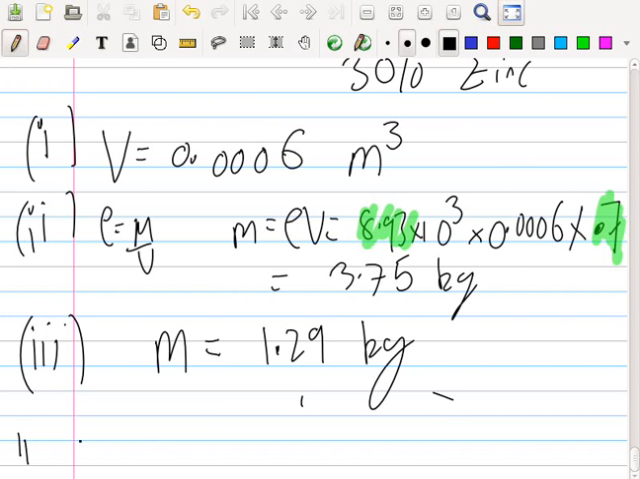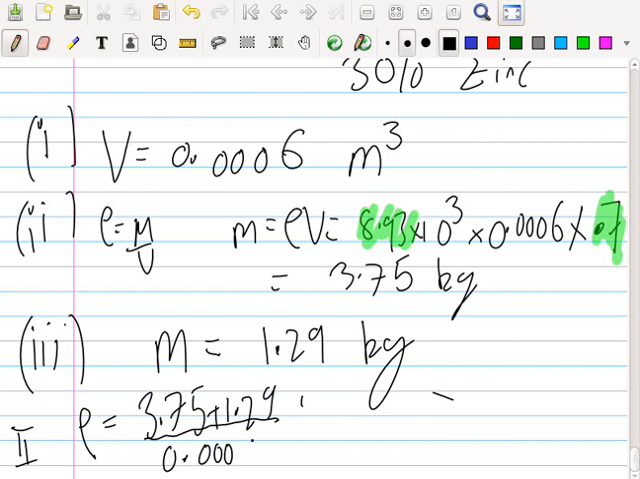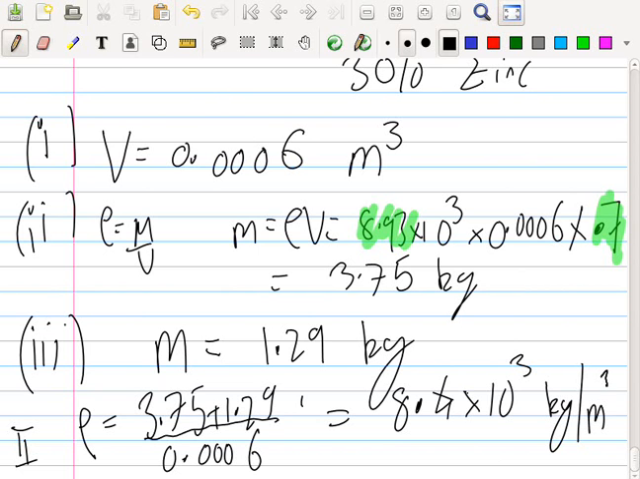Now, finally, he wants the total density. What's the total density? It's the total mass over the total volume, which in this case is 0.0006. So that works out as 8.4 times 10 to the 3 kilograms per meter cubed. That's 7 marks.